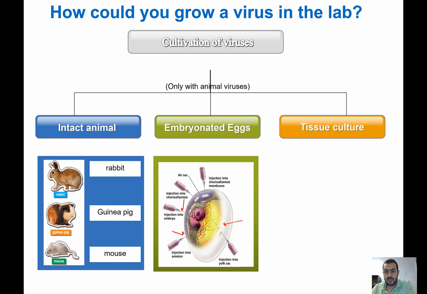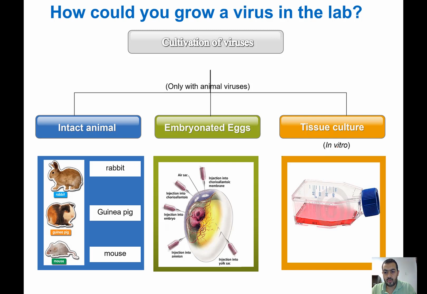And the third approach is to use a tissue culture. That is an approach that does not need a living organism. We are doing this in vitro. It is not an in vivo approach. So what we do, we grow cells in a culture media like that, and we cultivate the virus in these cells. So how do we prepare this tissue culture?